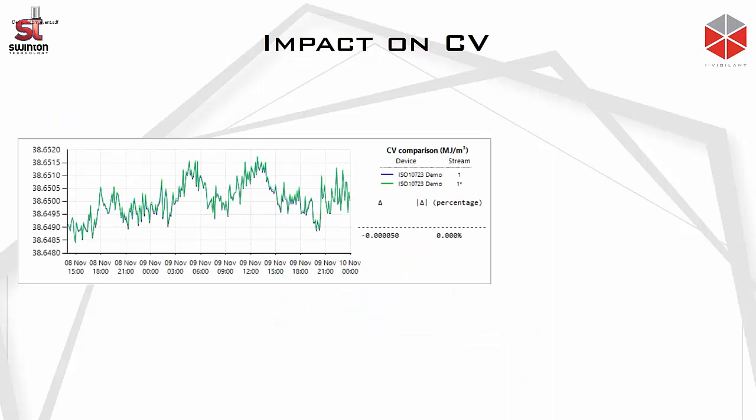So this is basically the impact on the CV, and this is an example that we have. If you see this particular example, this is actually two charts. The blue line here is the CV data that is not implemented with the ISO 10723, or is basically the assumed function calibration result. But the green line is using the true function of the calibration result.